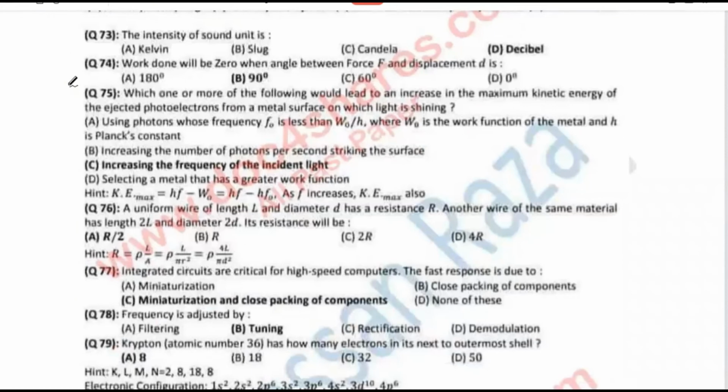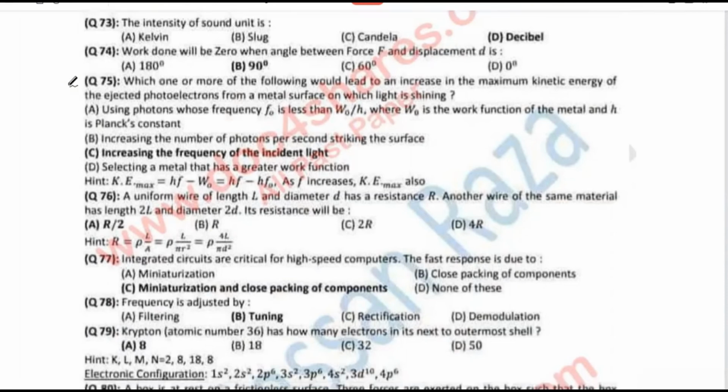So the 76 is a uniform wire of length L and diameter D has a resistance R. Another wire of the same material has a length 2L and the diameter 2D. Its resistance will be R by 2. So the 77, integrated circuits are critical for high-speed computers, and the fast response is due to the miniaturization and close packing of the components.